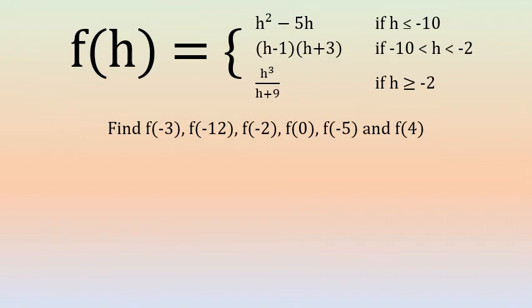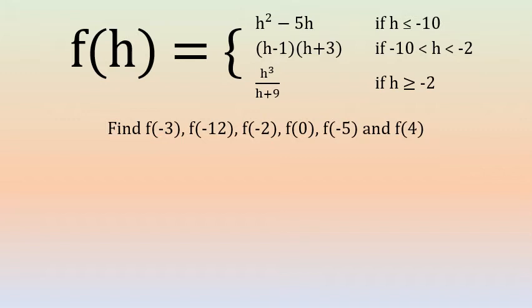Okay, next. What if we have f of h is equal to h squared minus 5h if h is less than or equal to negative 10. Then we also have h minus 1 times h plus 3, if h is greater than negative 10 but less than negative 2. And finally, we have h cubed over h plus 9 if we have h greater than or equal to negative 2. So we are asked to find f of negative 3, f of negative 12, f of negative 2, f of 0, f of negative 5, and f of 4. So sige, you can pause this video and try this on your own.